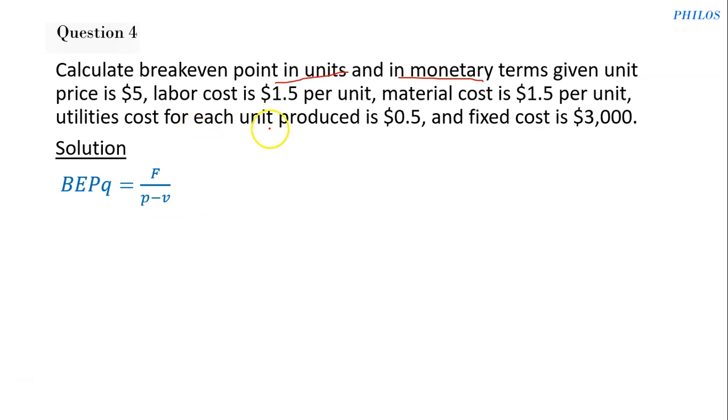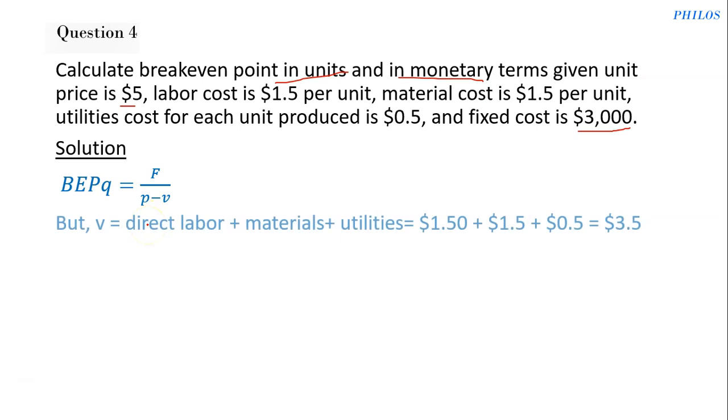When we go back to the question, it gives us F, which is the fixed cost, to be $3,000, and the price per unit is $5. But the question didn't give us the variable cost, so we need to find the variable cost ourselves. Remember that examples of variable costs are labor cost, material cost, and utility costs.